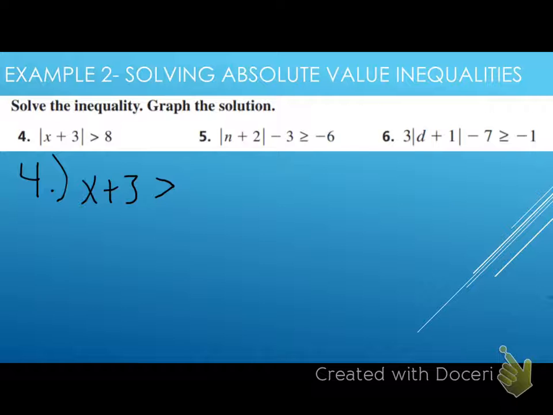Very good. X plus 3 is greater than 8. Exactly the same, just without the absolute value bars. Raise your hand if you can give me my second inequality. X plus 3 is less than negative 8. Very good. Exactly the same. My C value is now negative, and I flip the inequality symbol. Everyone okay with that?